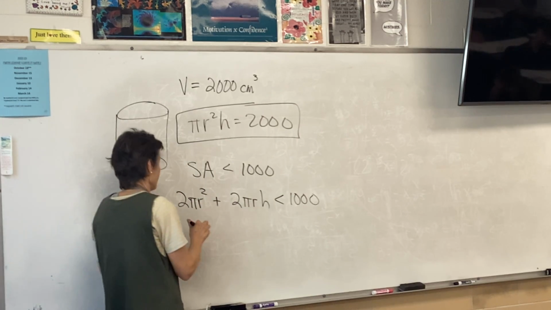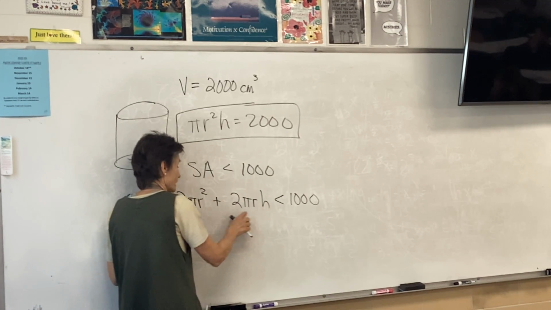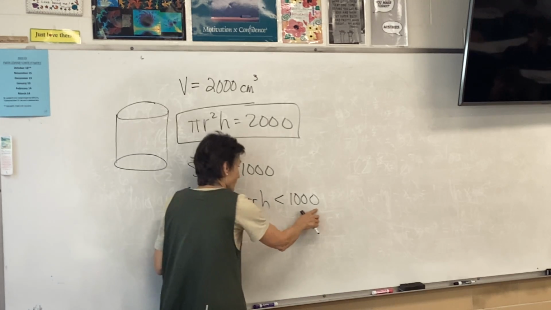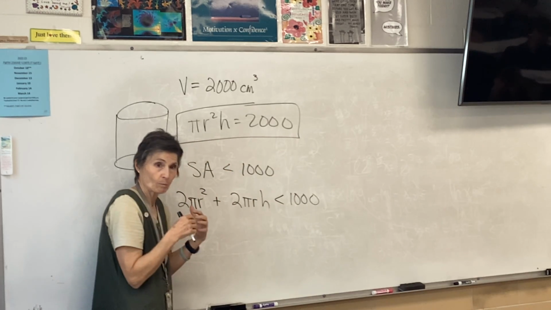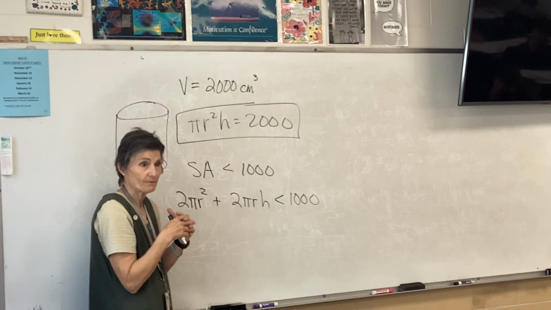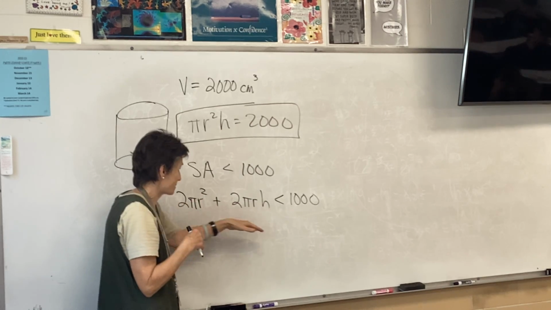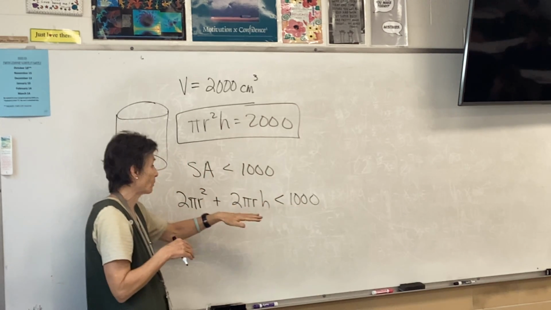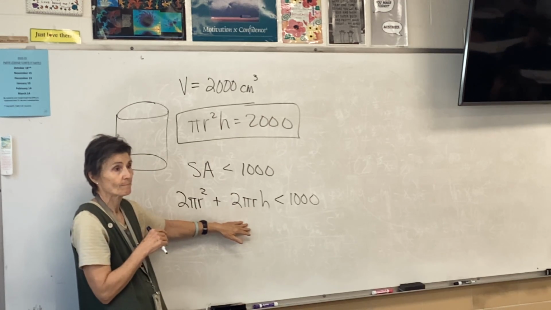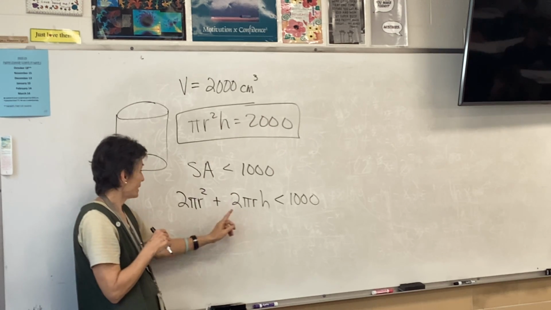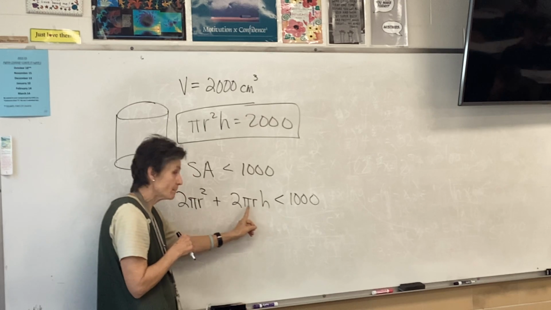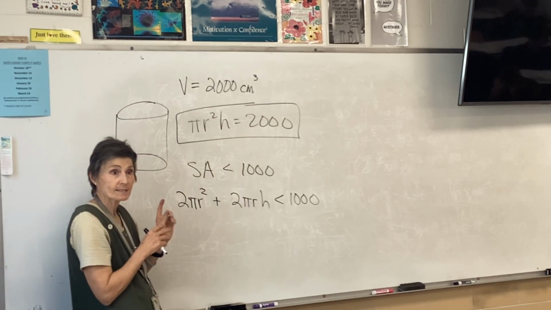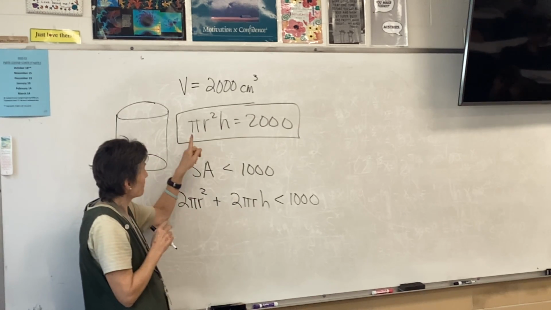I would love to put this into my calculator and figure out where they intersect and figure out where this is below that. I would love to do that, but what's wrong with this equation? It has 2 variables in it. That's not good. So let's come up here for a second.